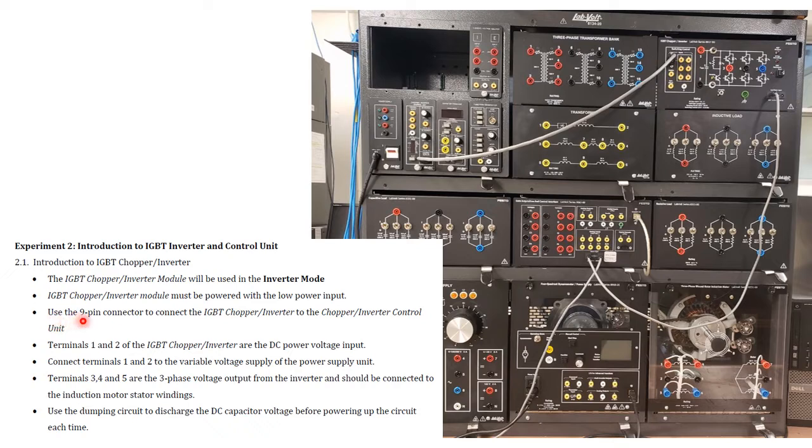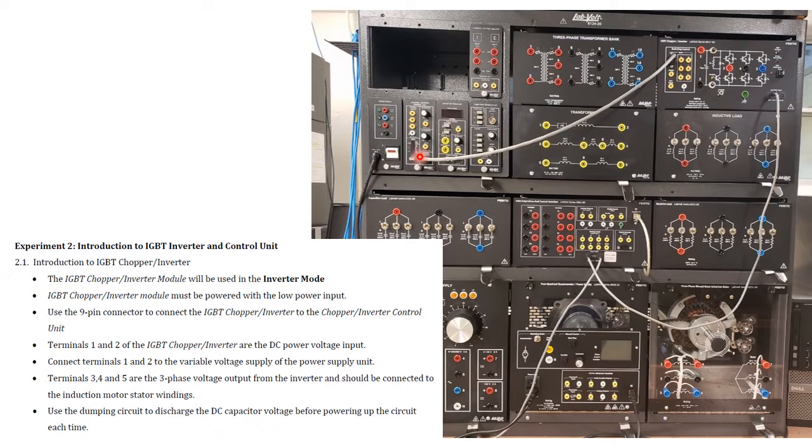It says use the 9-pin connector to connect the IGBT to the inverter control unit. That is this cable. You should connect this cable to this control unit. This is the control unit of this inverter, and this is the 9-pin. You will see in most of the tables, this is not connected. You should do it.